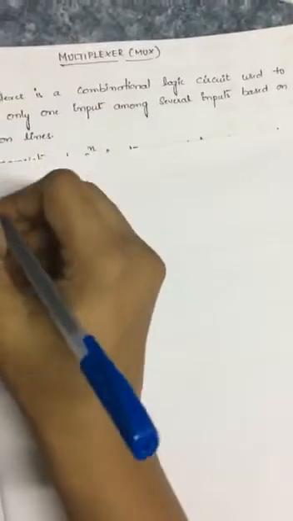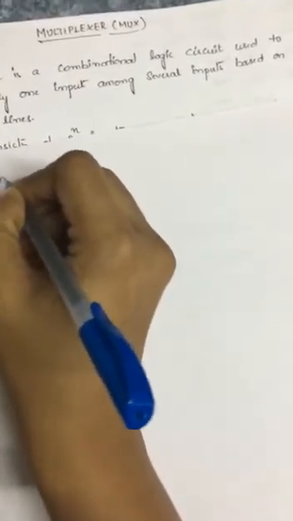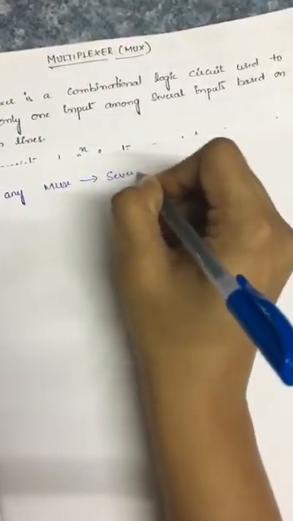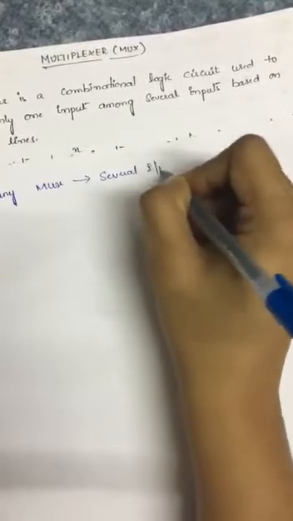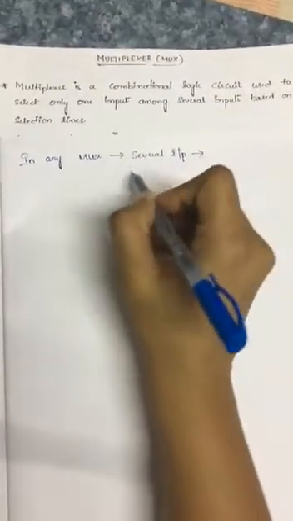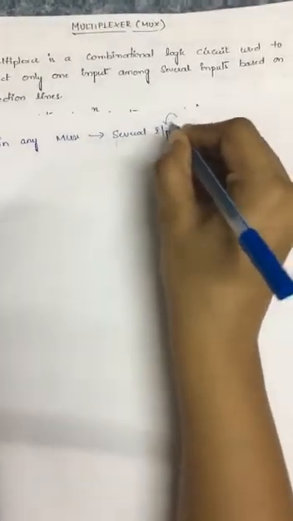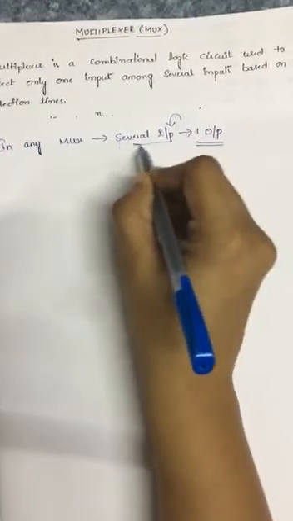In clear, what do you mean by that means, in any mux you can have several inputs, but you are going to have only one output. It is going to select your output, one output.